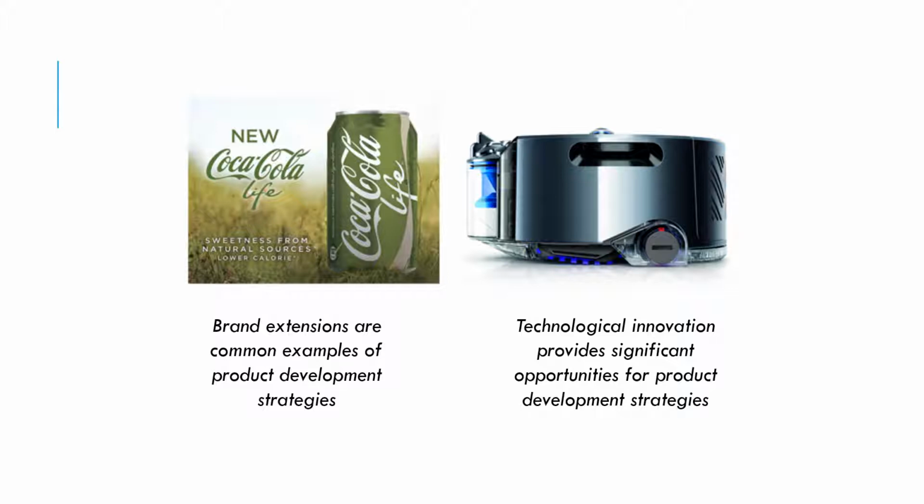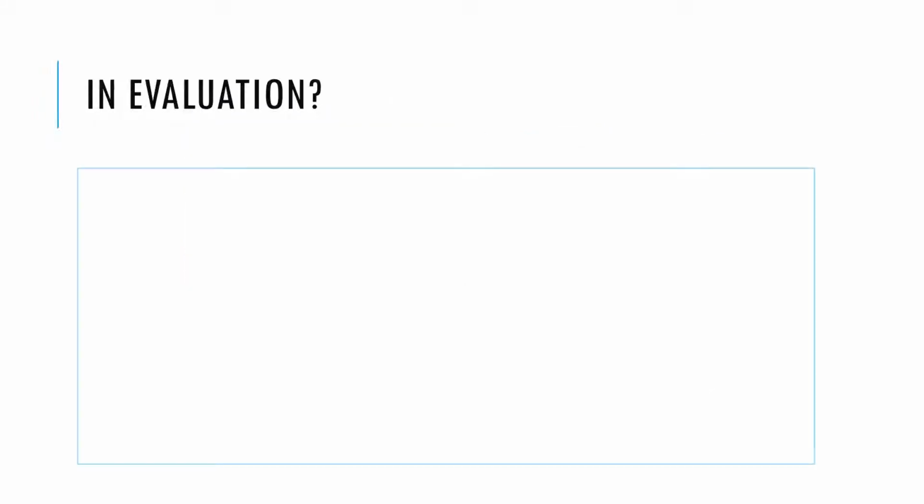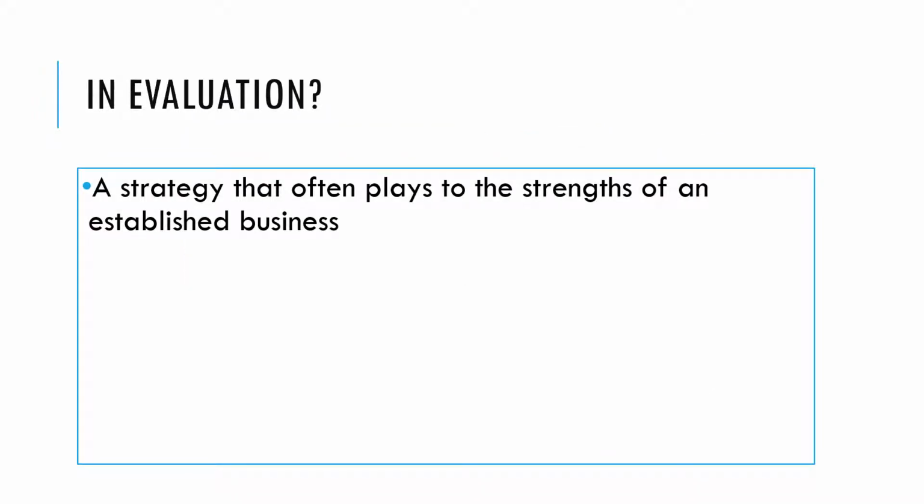On the right hand side, maybe a company like Dyson might develop a new product and again try and sell it to existing customers in an existing market. So these would be examples here of product development strategies. How might we evaluate this strategy? Well, it's often a good strategy if you're an established business because you have that core brand reputation that customers will want to buy your other new products.